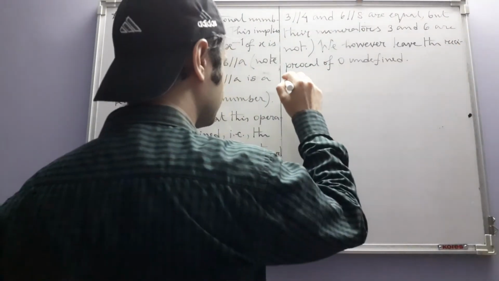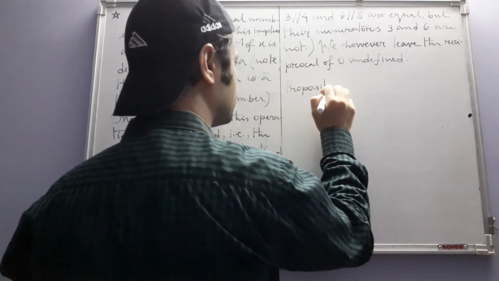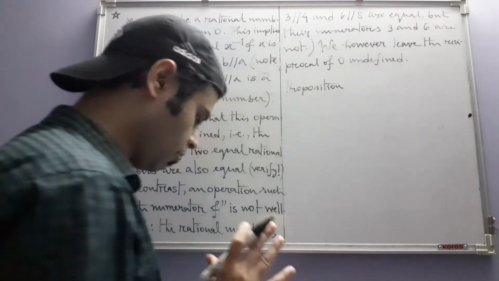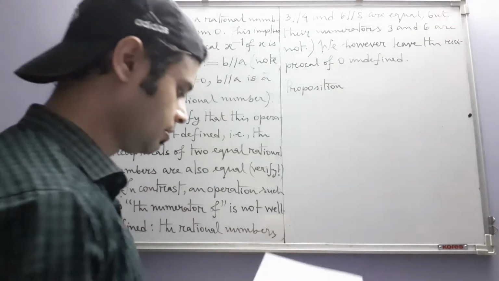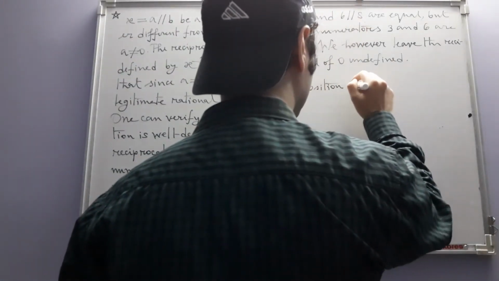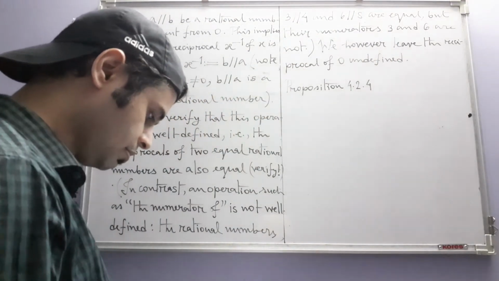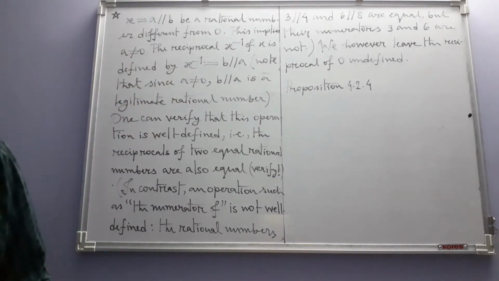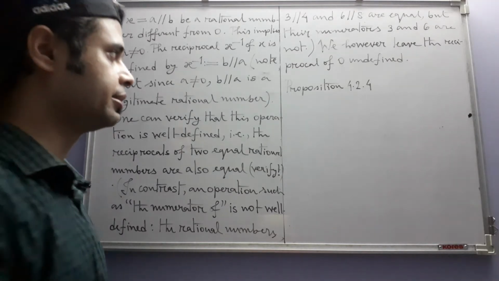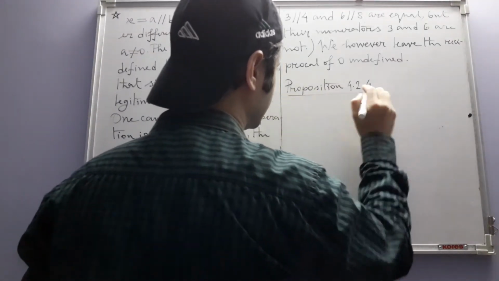Okay, so having seen all these things, we have now come to the laws of algebra for rationals, just like we had laws of algebra for integers. So this is proposition 4.24. What was 4.23? Item 4.23 was the lemma that the operations addition, multiplication and negation are well defined. Okay, fine.